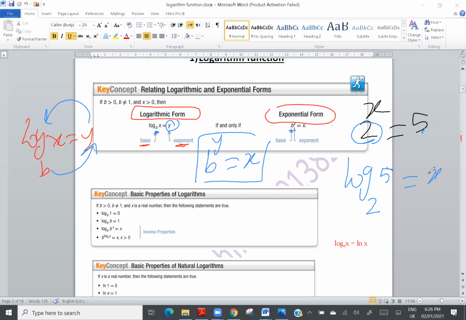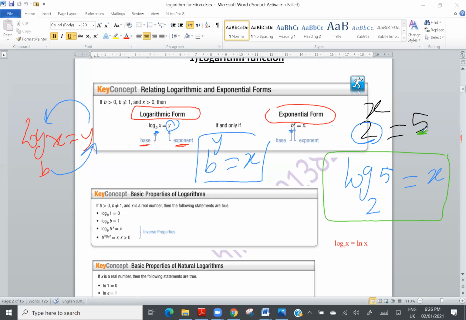And here will be x. So directly, if you write this in the calculator, log 5 for the base 2, you will get x, because you cannot convert 5 to 2 power something. So this rule is one of the most important rules for the logarithm and exponential form.